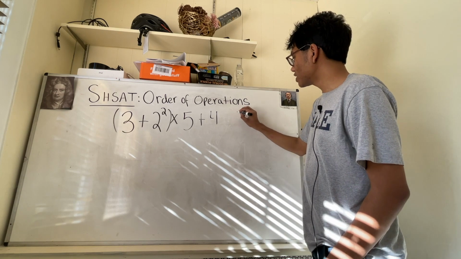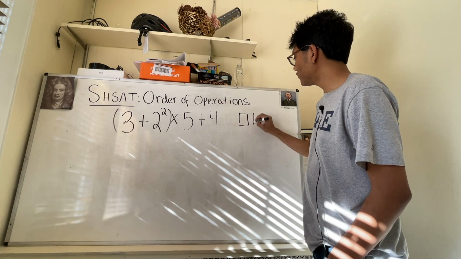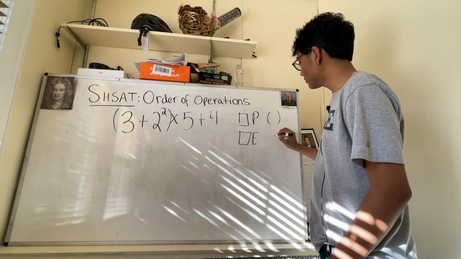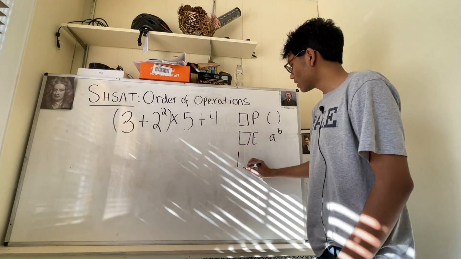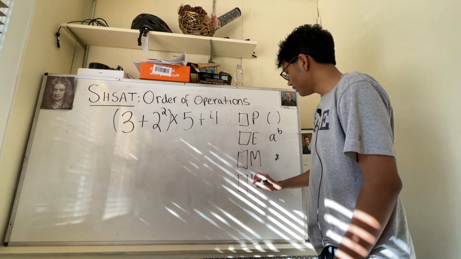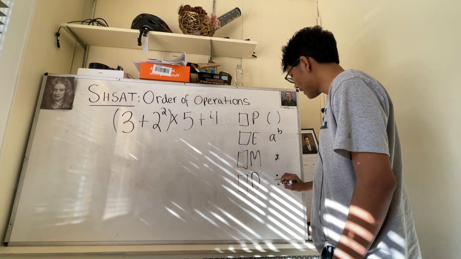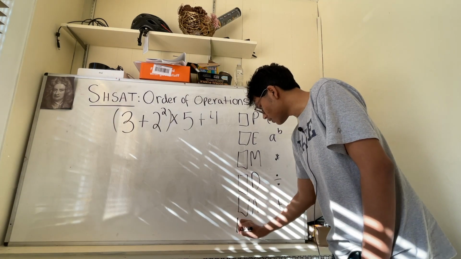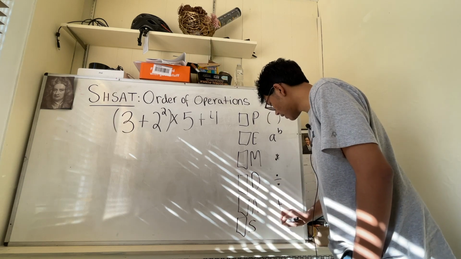Okay, so let's write our checklist. We're going to have P for parentheses. E for exponents, right? Remember, this is how exponents look. We're going to have M for multiplication, D for division, A for addition, and finally, our last one is S for subtraction.